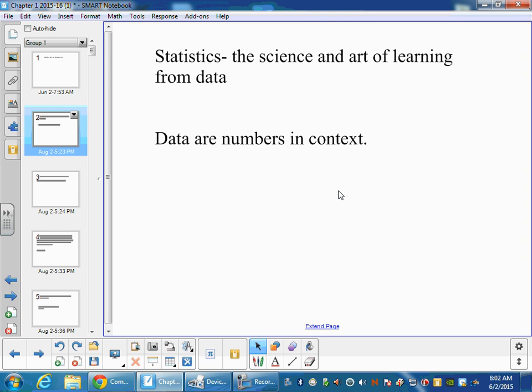The key goal in this class is to look at some numbers and figure out what to do with those numbers. Sometimes it's how to analyze them, what has happened in the past, and other times it's looking at those numbers and trying to guess what's going to happen in the future.